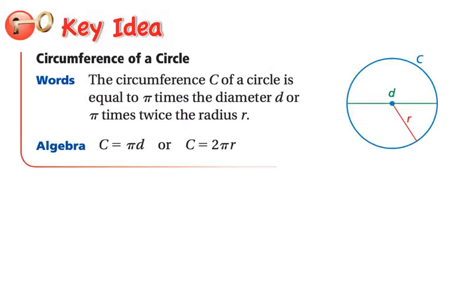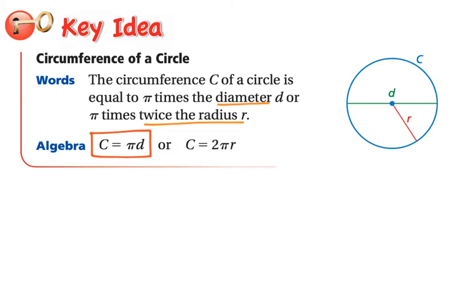So circumference of a circle is equal to pi times the diameter, d, or we can also say pi times twice the radius. Those are the same thing, because we know that diameter is equal to 2 times the radius, which is why they give us both of these algebraic versions. Circumference is equal to pi times diameter, or circumference is equal to pi times 2r. Now, this is related to what we just saw a moment ago, and I am going to focus on this first version of our algebraic equations to make that connection.